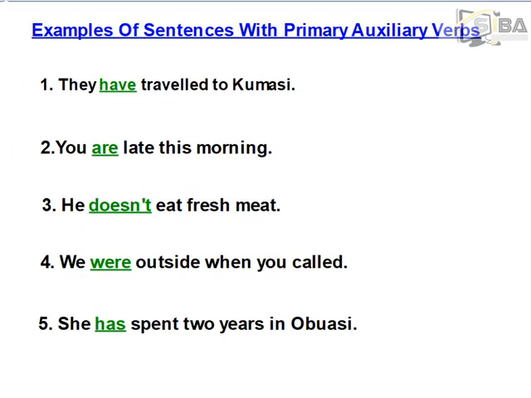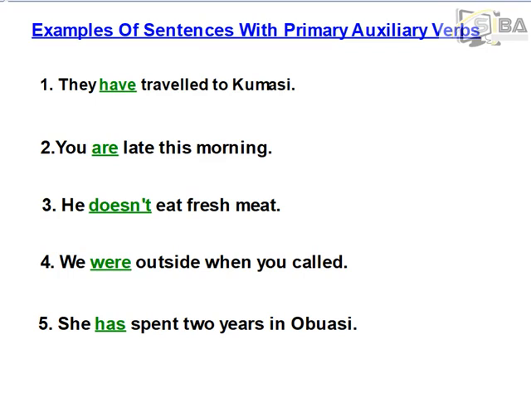The first one, we have: They have traveled to Kumasi. You see, have is underlined, showing that the subject is plural and therefore it agrees with the verb have. And when have is used, the main verb changes to past participle. Some of the verbs maintain their past tense as the past participle.